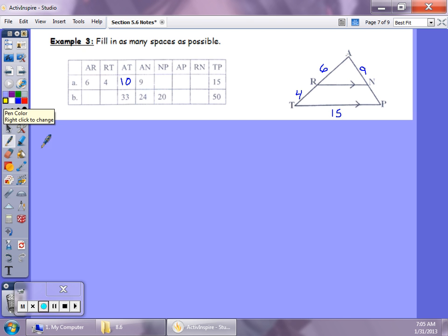To find NP, we can use the following proportion. So we can take AR over RT, which is 6 over 4, and set that equal to AN over NP. So AN is 9, and NP is what we're trying to find. So if we cross multiply, we have 6x equals 36. So the value of NP is going to equal 6.